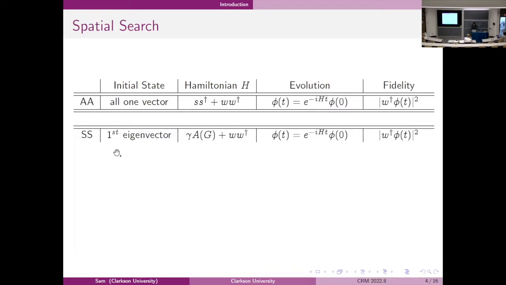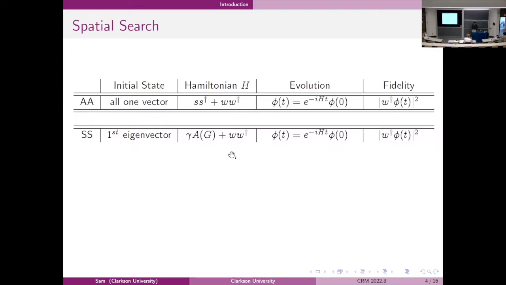So for spatial search, things are similar, but it gets a generalization. It is generalized because the initial state, instead of using the all-one vector, actually uses the principal eigenvector. In the case where the graph is vertex transitive, the principal eigenvector is exactly the all-one state, and this would make our life easier because we eventually have to use the spatial decomposition to compute the probabilities. So this can be convenient.